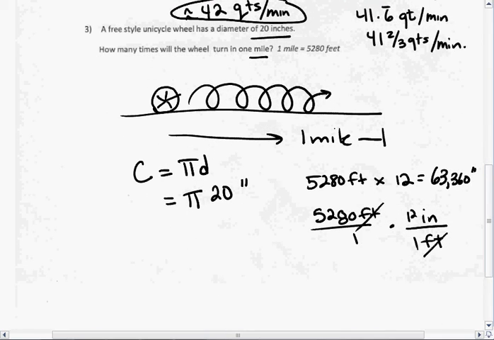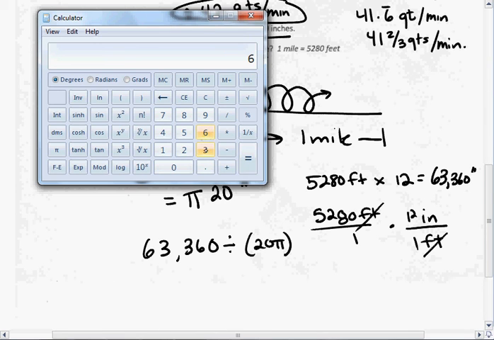How many times will that wheel turn over the course of the 63,360 inches? Well, we can find that out by dividing. 63,360 divided by 20 pi. Calculator again. 63,360 divided by, and I'm going to use parentheses here because I'm dividing by the 20 and the pi. 20 times pi. 1008.405 yada yada yada.